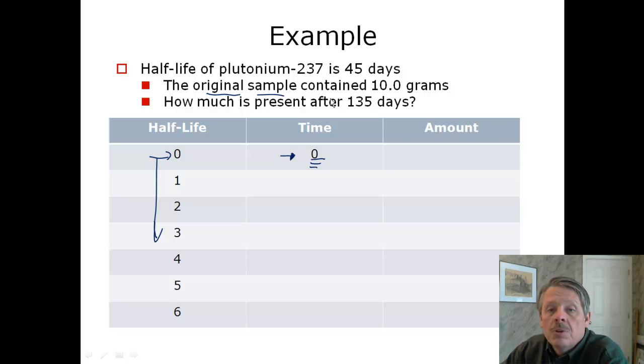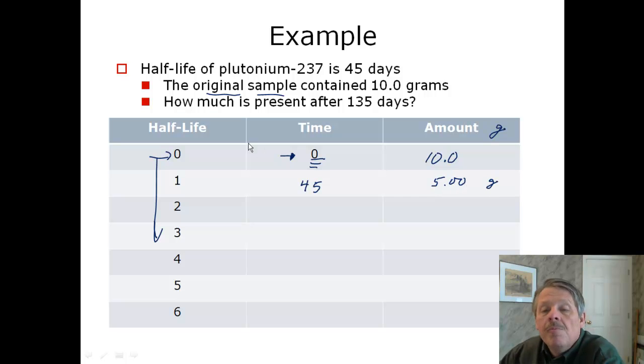So we're told the original sample, for example, contains 10 grams. Well, this is our amount. It's going to be in grams. We're going to have 10.0 grams of our substance at time 0. Now, we're told that the half-life of plutonium is 45 days. So after 45 days, how much of it will be left? Well, only half of it. So we go down to 5.00 grams. And this time is going to be in days.